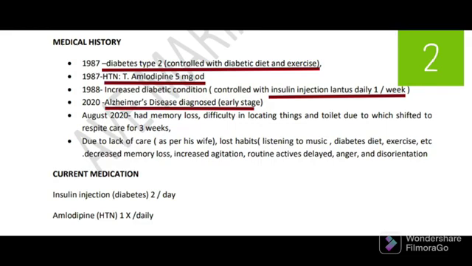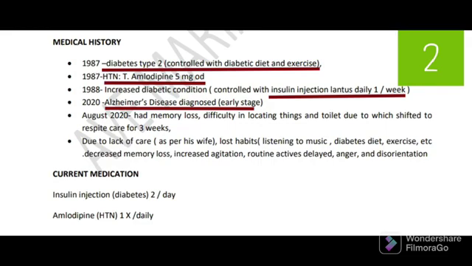So for that, the patient already went for respite care. As you know, respite care means temporary care, maybe for 3 weeks, 2 weeks, 1 month, like that. Due to lack of care, as per his wife, this is the conversation from his wife, he lost habits like listening to music, diabetes diet, exercises, etc.